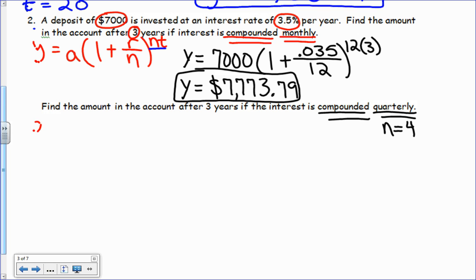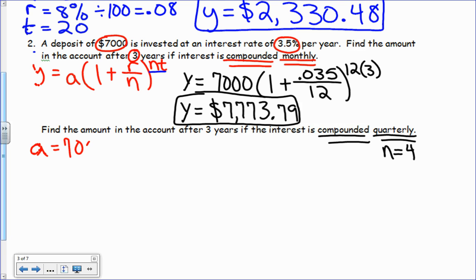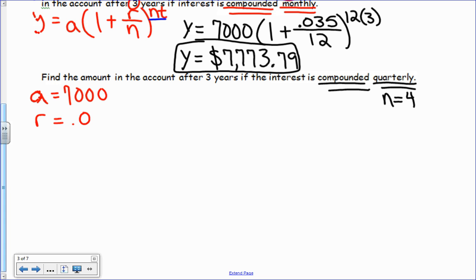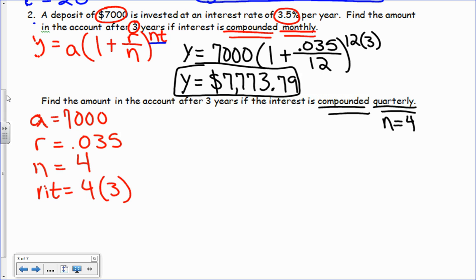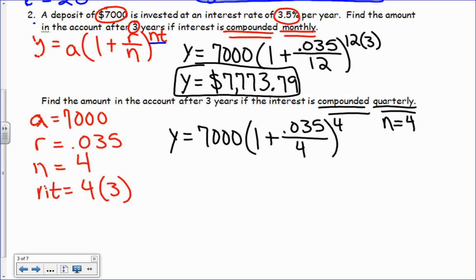So we're using the same formula. We're still using the fact that a is 7,000, r is 0.035, but now n is 4, and n times t is now 4 times 3. That's the only difference. So we'll plug them in. Y equals 7,000 times 1 plus 0.035 over 4 to an exponent of 4 times 3. And again, punch it in. We're talking money here, so round to 2 decimals. All right, you get $7,771.42.